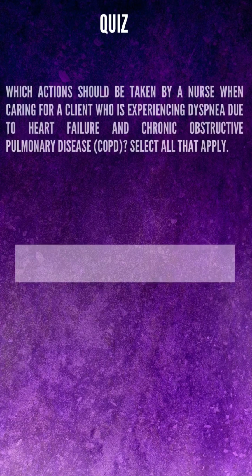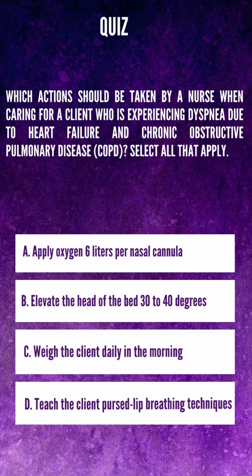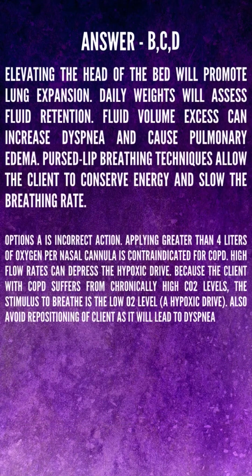Next question is, which actions should be taken by a nurse when caring for a client who is experiencing dyspnea due to heart failure and chronic obstructive pulmonary disease, that is COPD? Select all that apply. Option A, apply oxygen 6 liters per nasal cannula. B, elevate the head of the bed 30 to 40 degrees. C, weigh the client daily in the morning. D, teach the client pursed lip breathing technique. So the correct answers are B, C and D.